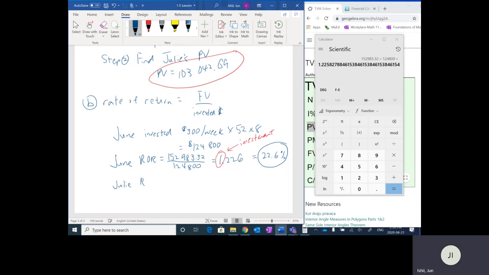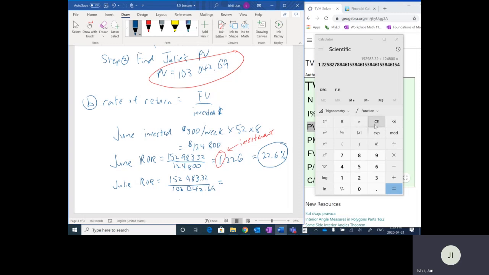If we do the same with Julie, and I'm hoping that I can write on this. Julie's ROR, we're going to do the same thing, 152,983.32, but she only put in 103,042.69. Anyways, just a little thing here: my tablet doesn't pick up the writing down here, and it gets all messed up. That's why this looks like the writing of a 4-year-old. I don't know if 4-year-olds can write, but whatever. I still have an idea what the numbers are.